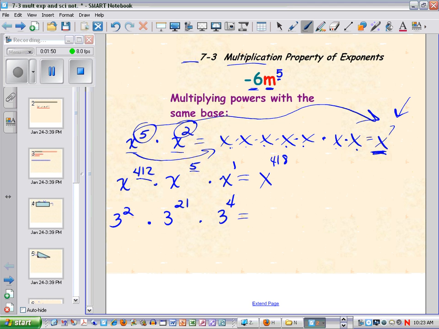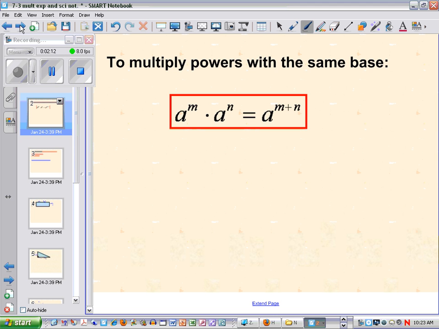On the last example, we have the same base, 3. So the rule is keep the same base, add the exponents. 2 plus 21 plus 4 would give us 27. So 3 to the 27th. So keep the same base, add the exponents. So this is the general rule. A to the m times a to the n: keep the same base, just add the exponents.